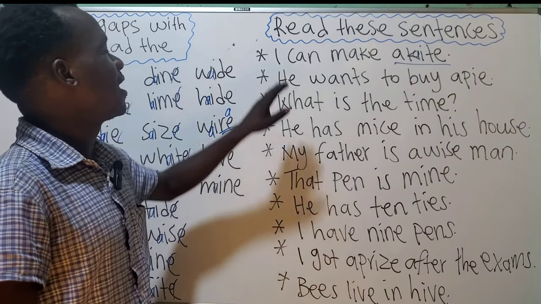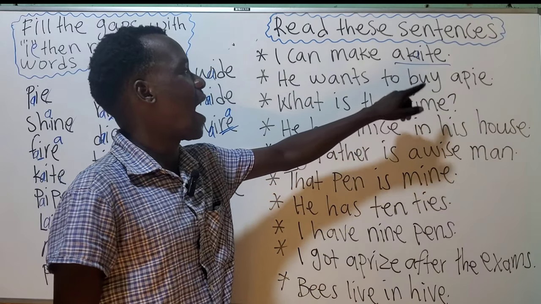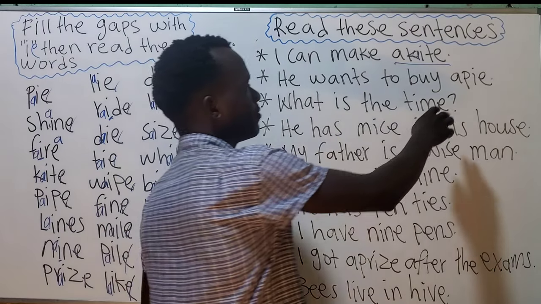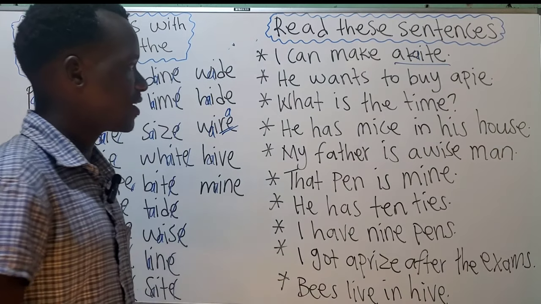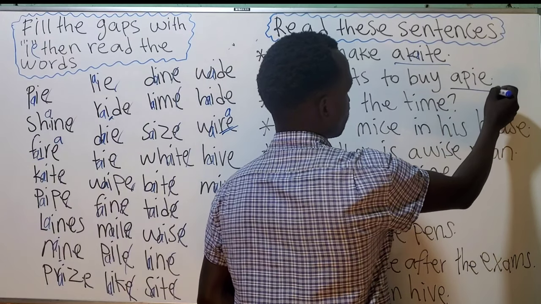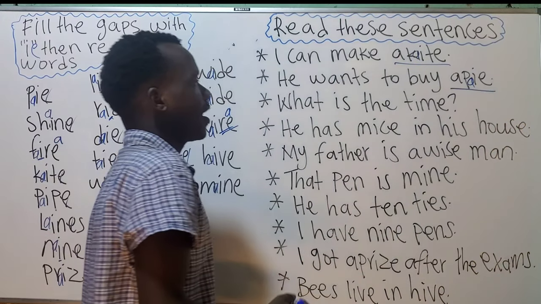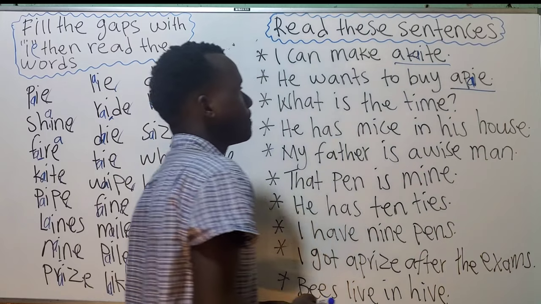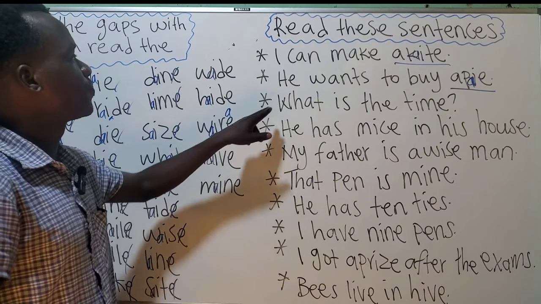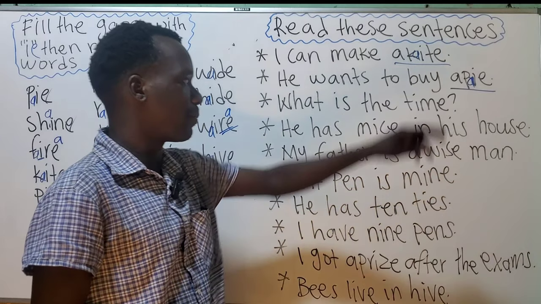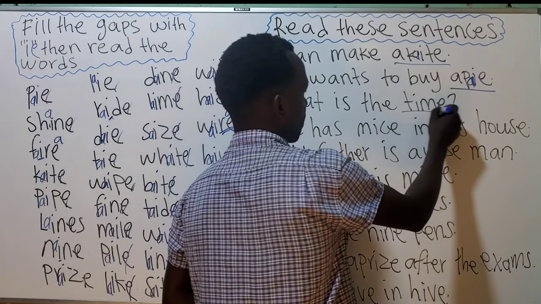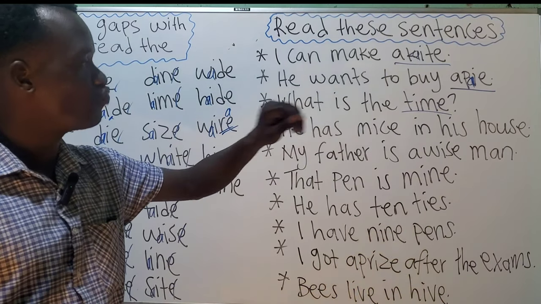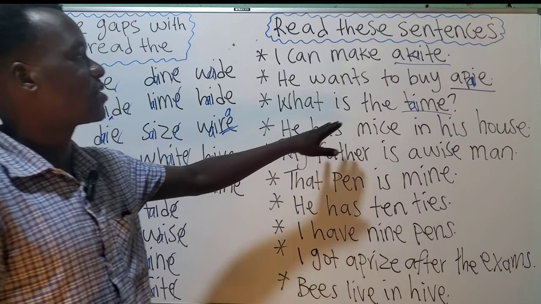Now that is kite. And then he wants to buy a pie. A pie. Also, there's an invisible letter there in this word. Here, there's an invisible A. You can hear it, but you cannot see it. Pie. And then, what is the time? Yes, there's also an invisible letter, which is A.